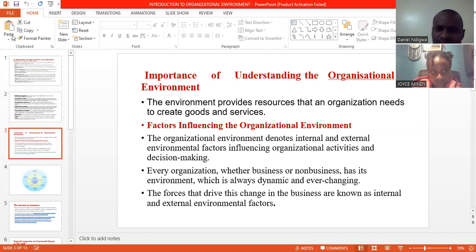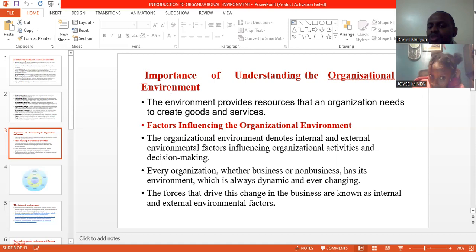So what are the factors that influence the organizational environment? The organizational environment denotes internal and external environmental factors influencing organizational activities and decision making. So when you look at organizational factors, we look at two main factors, where we have the internal factors and we have the external factors that affect the business decision making.